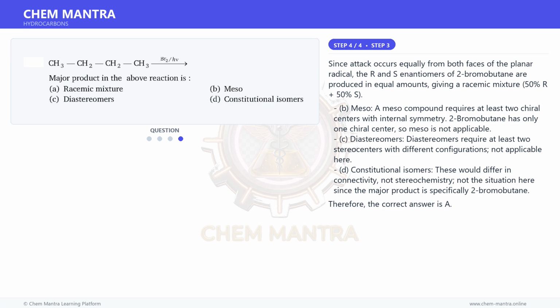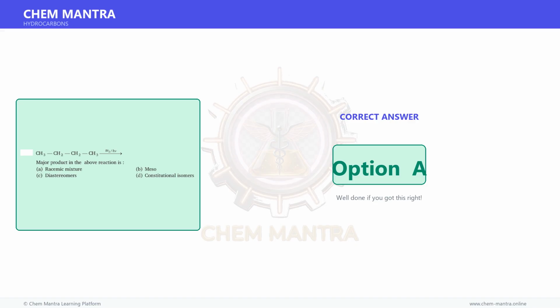D. Constitutional isomers. These would differ in connectivity, not stereochemistry, not the situation here since the major product is specifically 2-bromobutane. Therefore, the correct answer is option A.